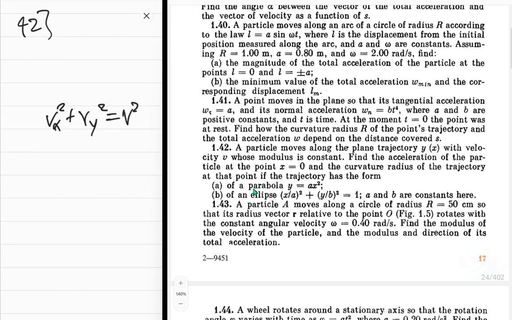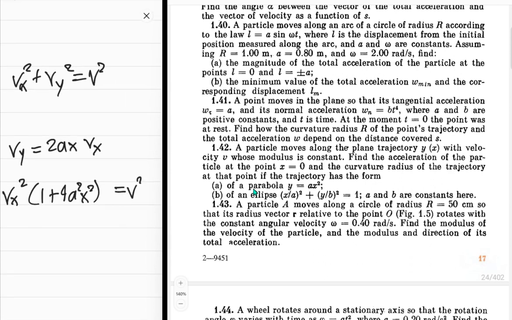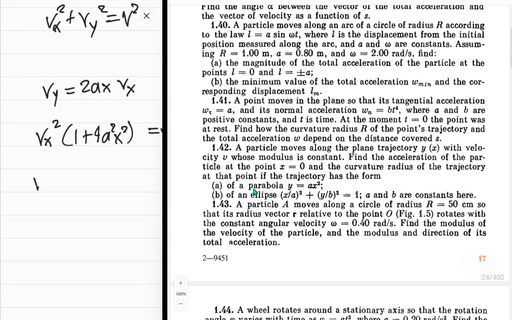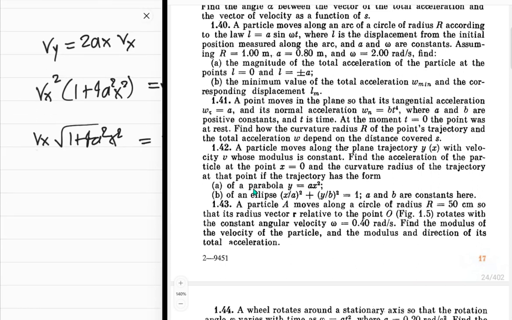Let's see. So it's a parabola y is equal to ax squared. If I differentiate this, you just get vy is equal to 2ax vx. Putting that in there, you will get vx squared times 1 plus 4a squared x squared is equal to v squared, which basically means that vx times square root of 1 plus 4a squared x squared is equal to v. So basically dx upon dt is equal to, more or less, I'm getting it.